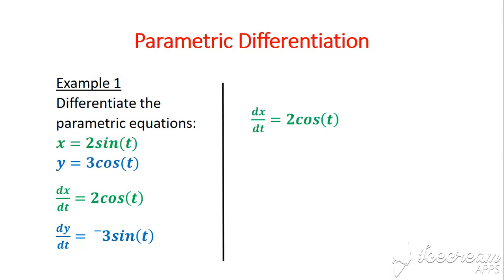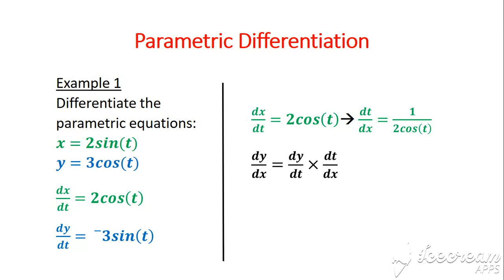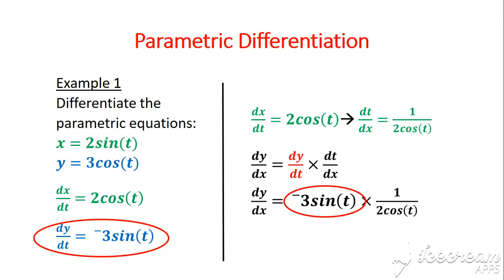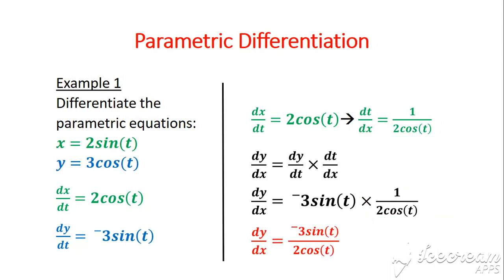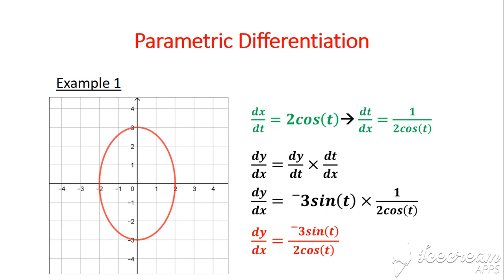If we take dx dt and we flip it upside down to get dt dx, we get 1 over 2 cosine t. Now using the chain rule, dy dx is equal to dy over dt times dt over dx. Well, dy dt is negative 3 sine t, and dt dx is 1 over 2 cos t. So when we multiply these and simplify, we get negative 3 sine t over 2 cos t. This is the gradient rule for this ellipse function.